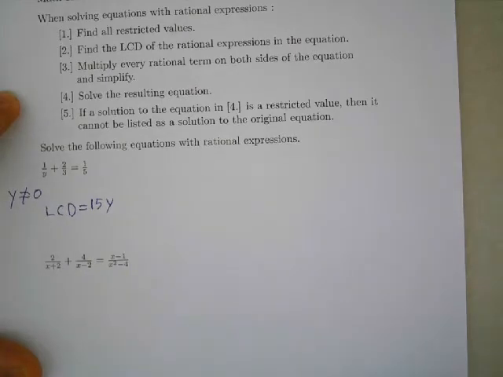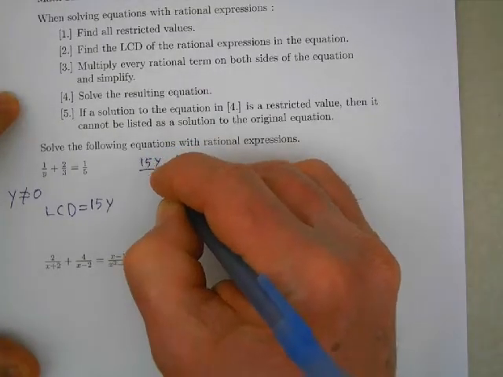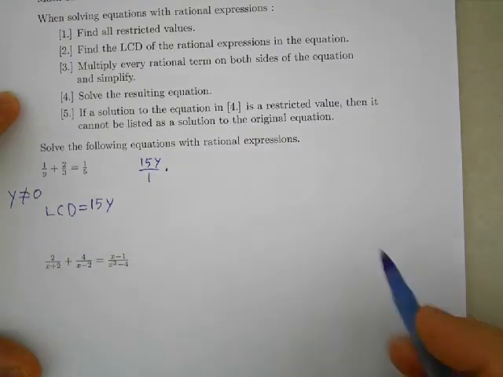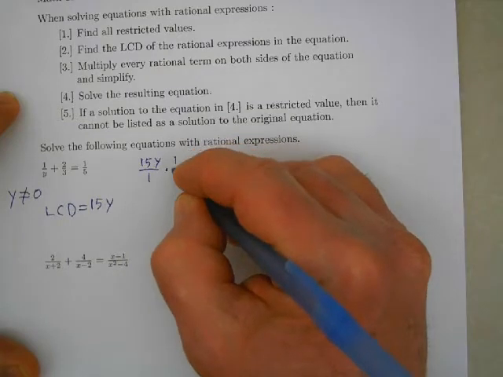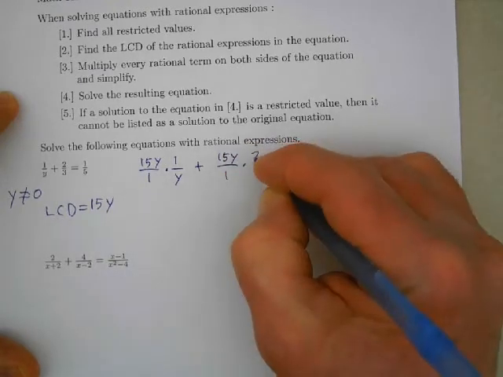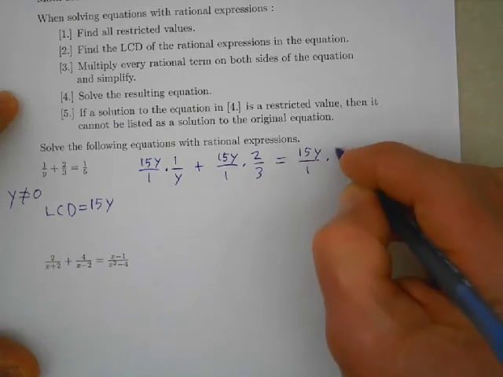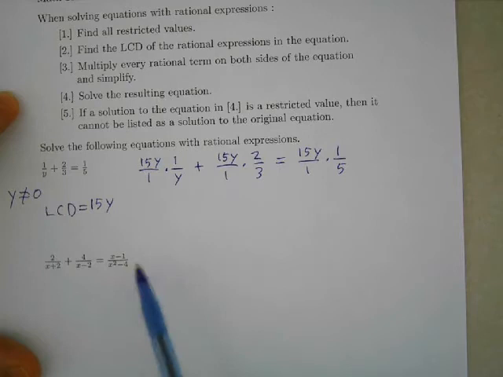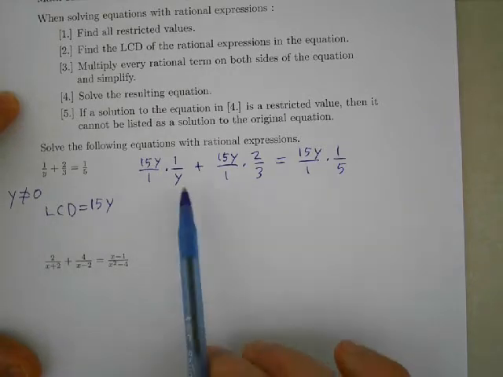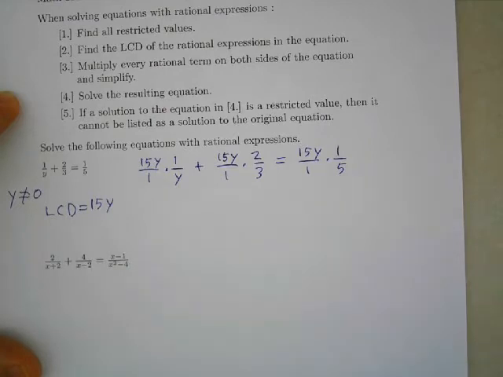And then we will multiply every term on both sides by 15y. I'm going to write 15y as 15y over 1 to remind me that it has a denominator of 1. 15y over 1 times 1 over y, and then plus 15y over 1 times 2 over 3, and that's equal to 15y over 1 times 1 over 5. The reason we want to multiply every term on both sides by the least common multiple of the denominators is so that every denominator reduces to a factor of 1. Some refer to this as clearing the denominators.